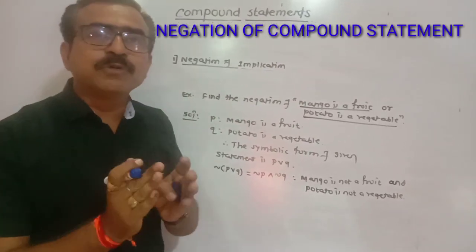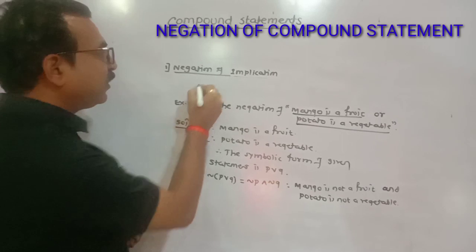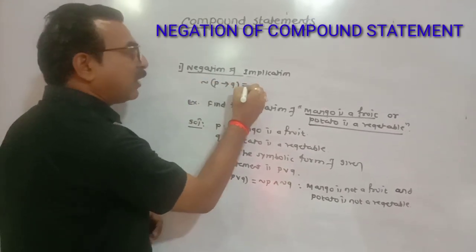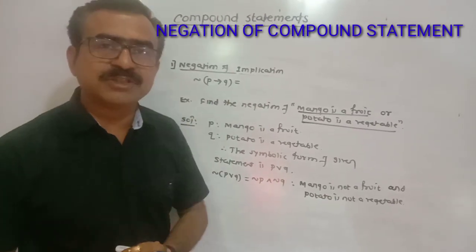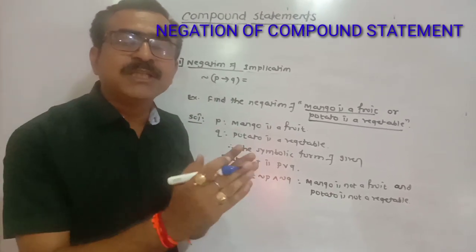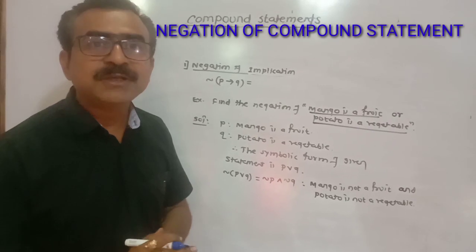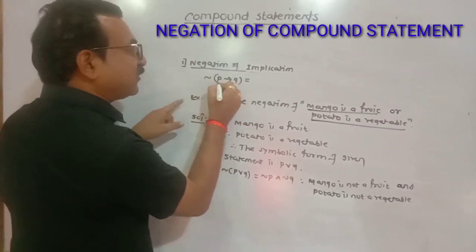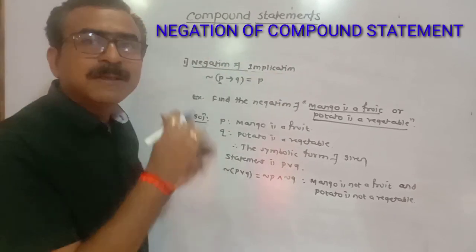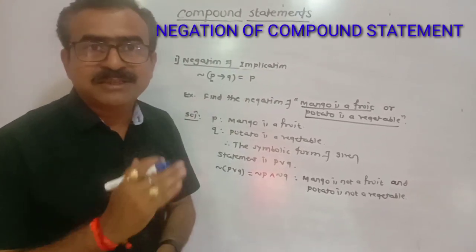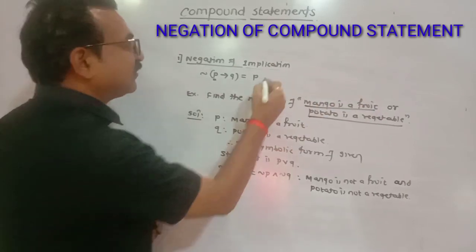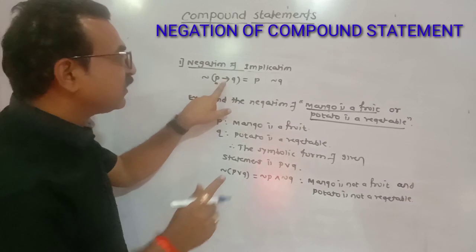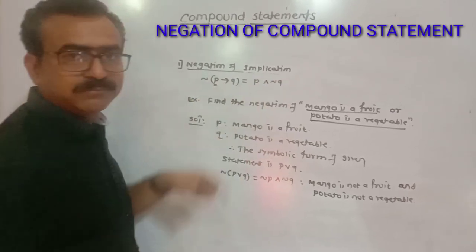So friend, suppose you are given one implication statement. Let it be considered as P implication Q, and you have to perform its negation. While performing the negation of an implication statement, initially keep the first statement as it is. Here the first statement is P, so keep P as it is. Then perform the negation of the second statement, meaning negation Q, and replace this implication sign by and.